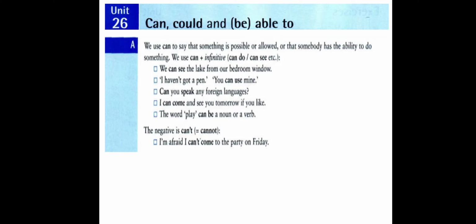Can be used for possibility, for permission, and for ability. We use can to say that something is possible or allowed, or that somebody has the ability to do something. For example, we use can plus the base form. Can is followed by the base form.